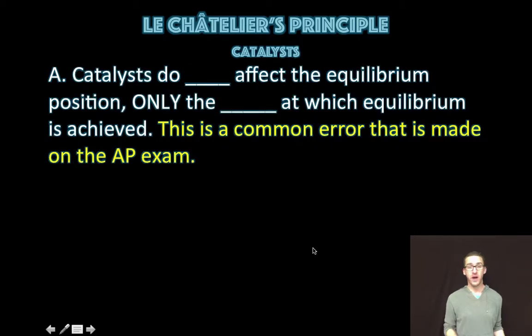And then just one final note here, recognize that catalysts do not affect the equilibrium position. They only affect the rate at which equilibrium is achieved. Again, common error on the AP test and something you definitely want to watch out for.